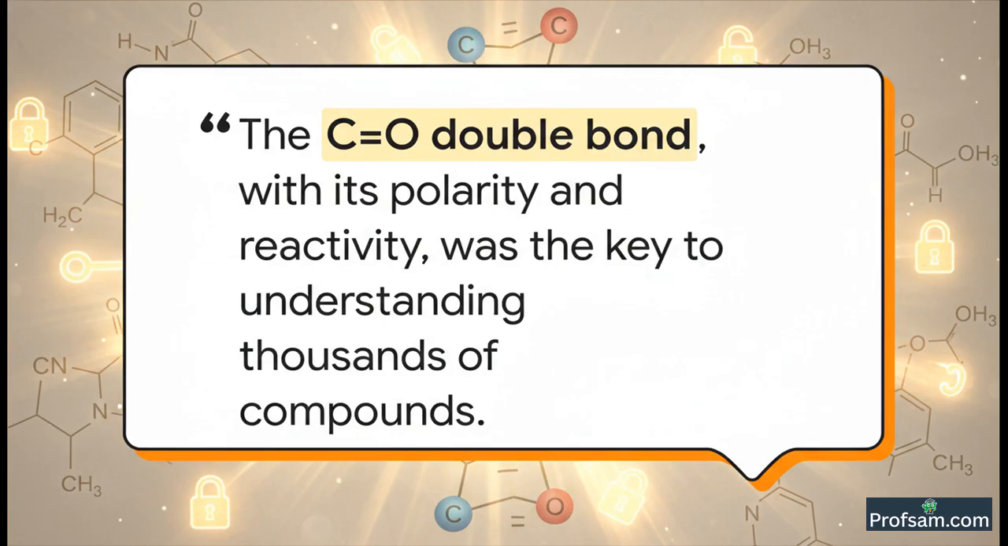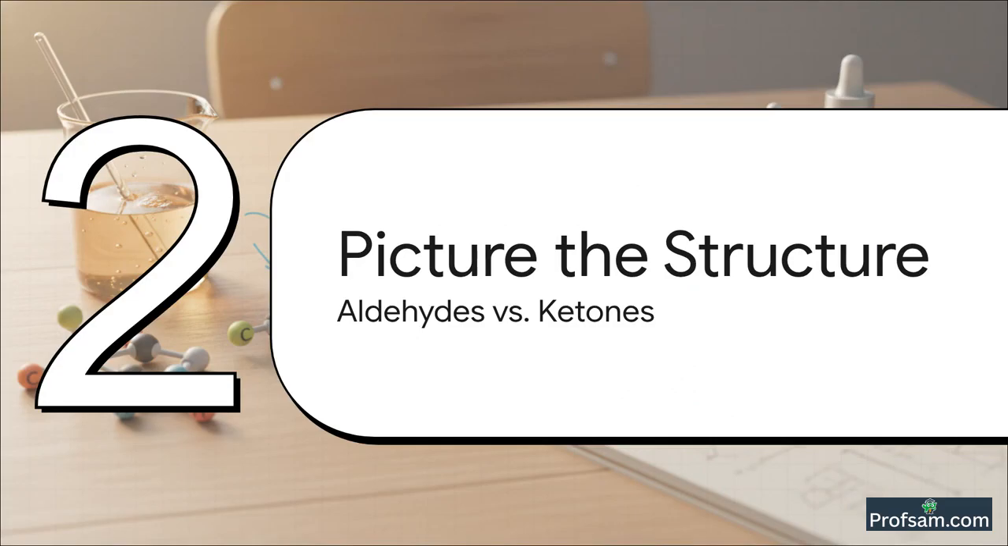And this is precisely why understanding the structure became so important. You know, for chemists, realizing that the C=O double bond had this polarity and reactivity, it was like finding a master key. Suddenly they could understand and predict the behavior of thousands of natural and synthetic compounds. It was a huge breakthrough. All right, so now that we understand the core group, let's picture the actual structure. Let's see how this builds into aldehydes and ketones.